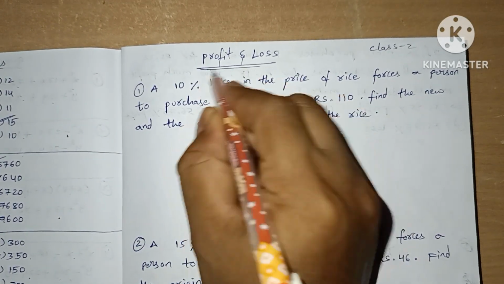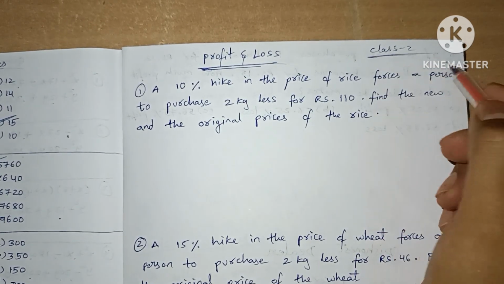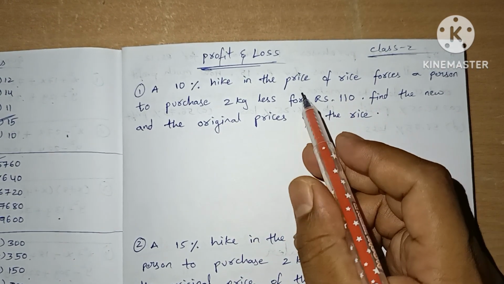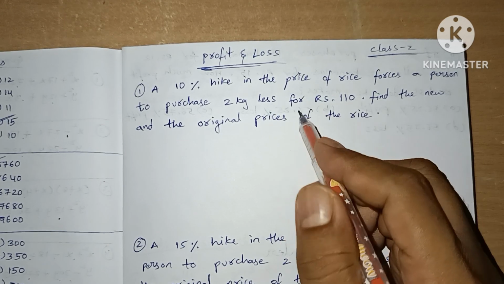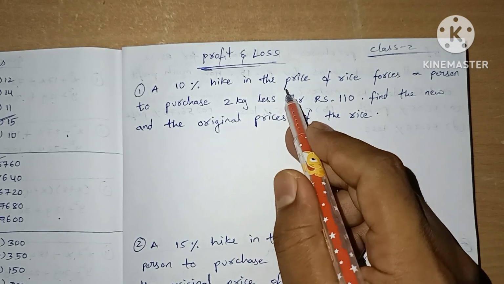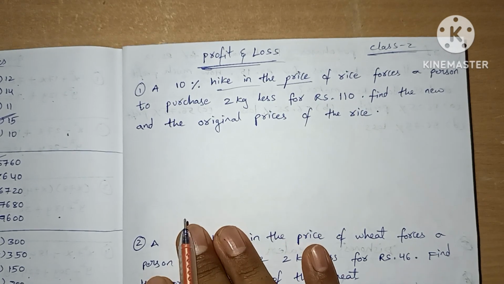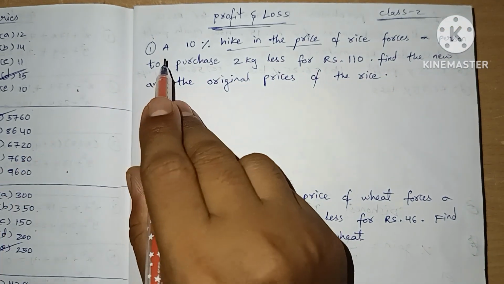In this video, we are going to see profit and loss class 2. In the previous class, we learned some basic concepts and the concept of reduced price. In today's class, we are going to see hike in the price. Let's see the question that is asked.